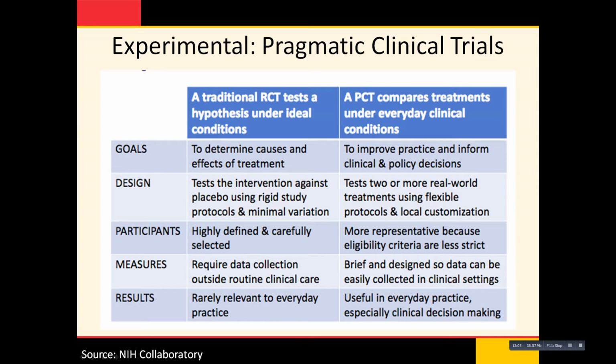And typically when they look at treatments, we're often comparing 2 or more treatments using flexible protocols and local customization. So whereas a traditional RCT might want to test drug A, for example, chlorthalidone versus placebo, a pragmatic clinical trial would maybe want to test chlorthalidone versus lisinopril. And so you can see here the differences between the pragmatic clinical trial and the randomized controlled trial, and also to think about ALLHAT. You know, some folks feel it maybe was more like a pragmatic clinical trial than actually a traditional RCT.